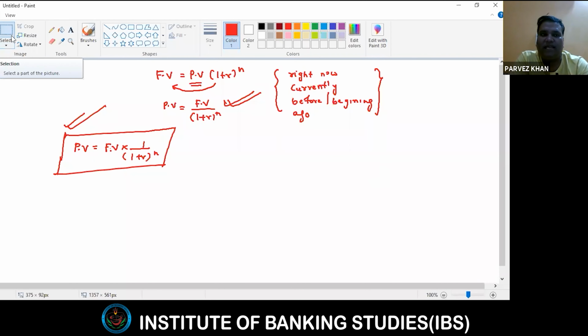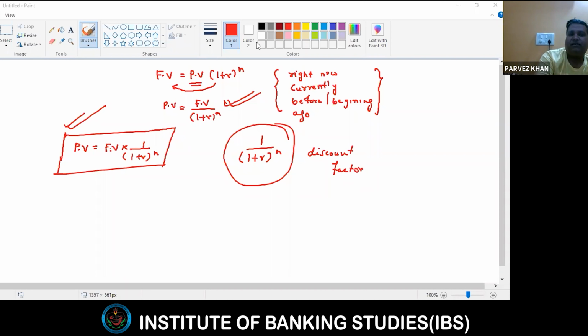This term, 1 divided by 1 plus r to the power n, is called the discount factor. So when we write the formula like this, it means the future value is multiplied by the discount factor. So present value means future value multiplied by discount factor. Remember this sentence because it is going to help you in the coming chapters: to find present value, future value is multiplied by discount factor.